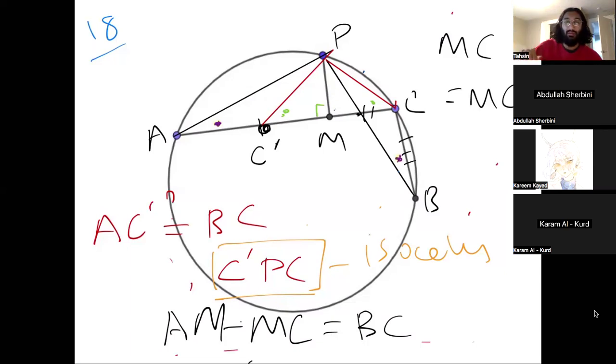Yeah. So CBP and PAC are equal, right? Good. So now let's think. Maybe is it clear which triangles we want to use? You know, CBP and PAC are equal, and we want to compare AC prime and BC. APC and BCP. Or no.